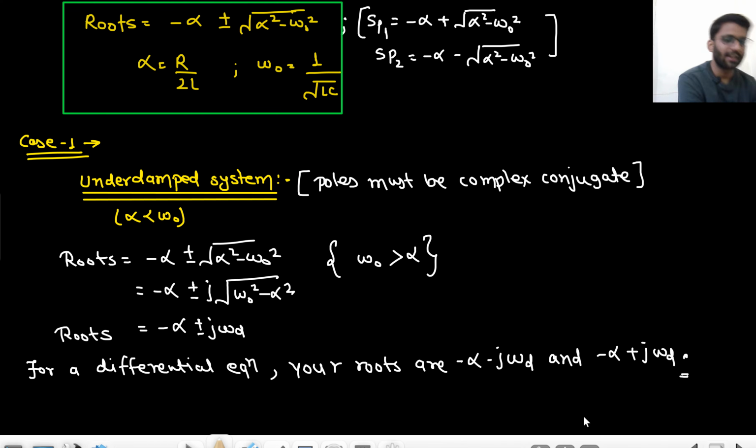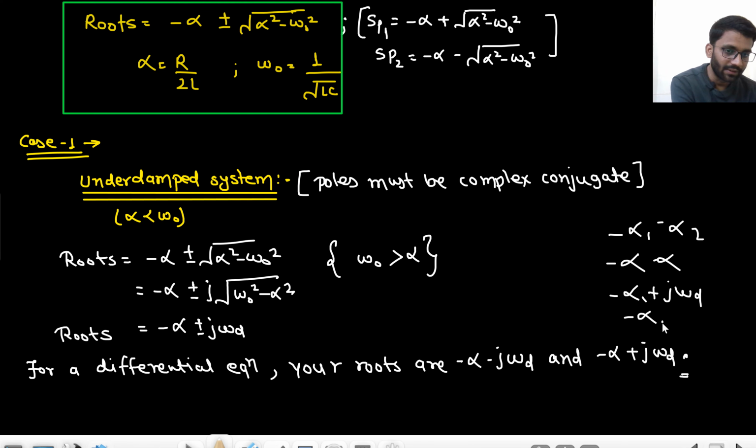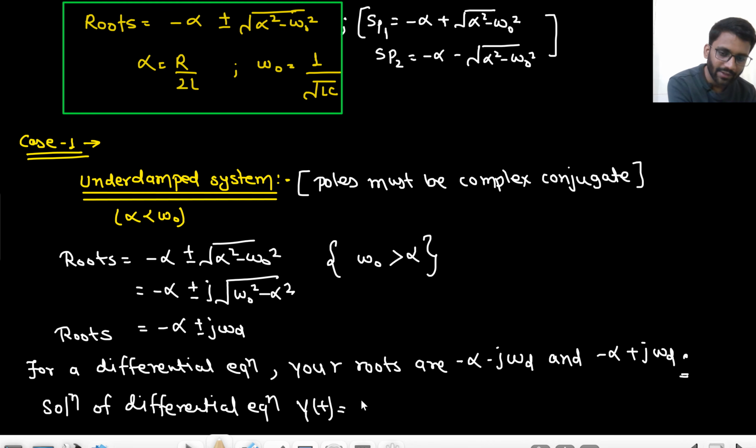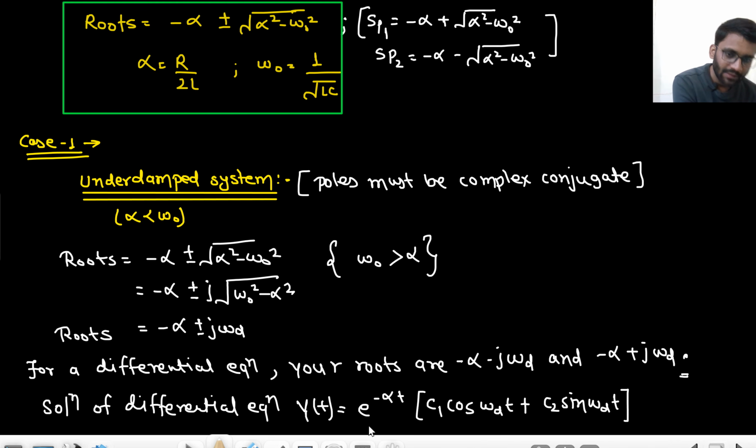Now go to the differential equation class notes. I told you the conditions for different kinds of roots, alpha 1, alpha 2, and for the case where the roots are alpha and alpha, there was one condition. We defined it for these roots as well. So what was the solution of the differential equation? y(t) would be e to the power minus alpha t. The real part will go to the exponential and the complex conjugate part will go to sinusoid and cosinusoid. So this is the response.